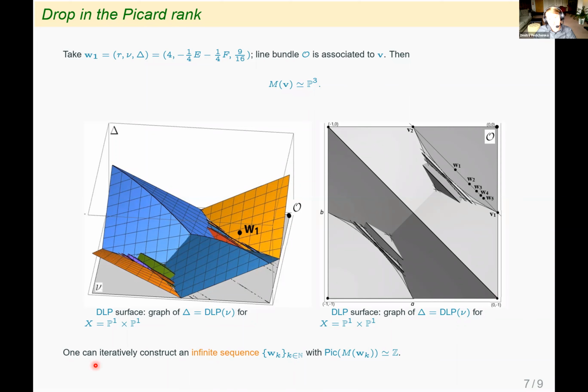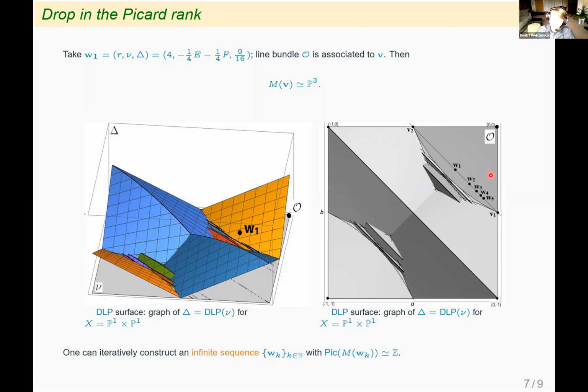You can construct an infinite sequence of Chern characters for which the Picard rank drops. Here on the picture, you can see this infinite sequence. W1 was obtained as the sum of two characters with symmetric C1, V1 and V2. Then you can take a sum of V1 and W1 to get a W2. Then you take a sum of V1 and W2, and this way you're going to get a sequence accumulating towards V1.